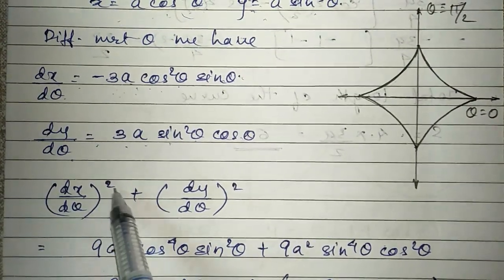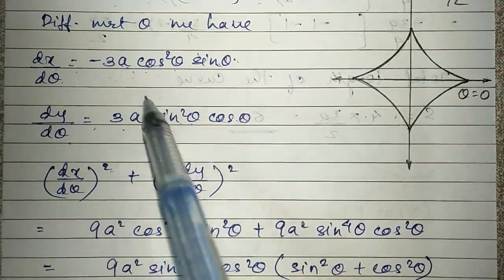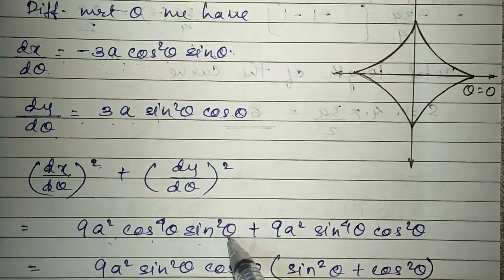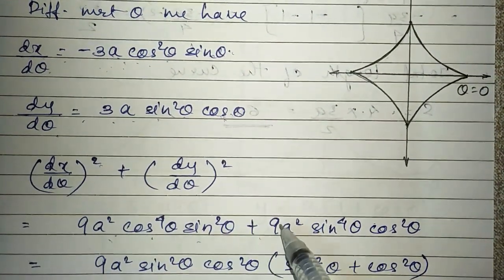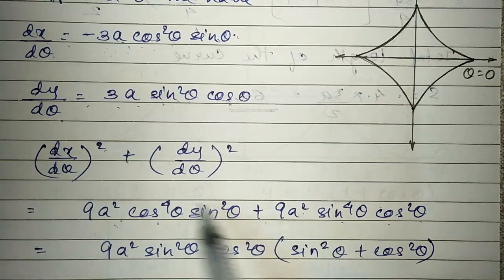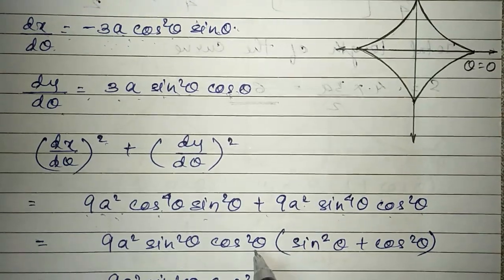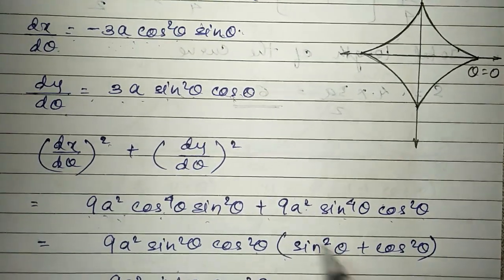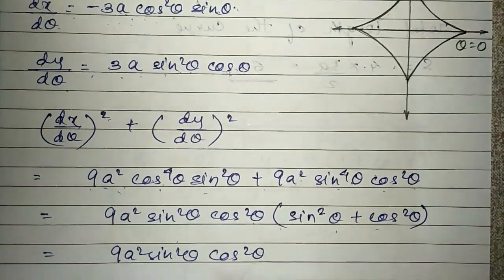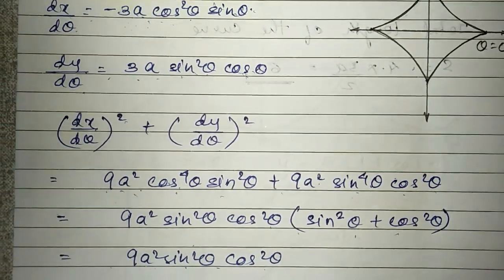Now dx by d theta square plus dy by d theta square. It will be the square of this term plus the square of this term. So the square of this is 9a square cos raised to 4 theta sin square theta, plus the square of this term, 9a square sin raised to 4 theta cos square theta. Now from this we can take 9a square sin square theta and cos square theta as common, outside. What remains in the bracket is sin square theta plus cos square theta, and that is equal to 1. So we have 9a square sin square theta cos square theta.